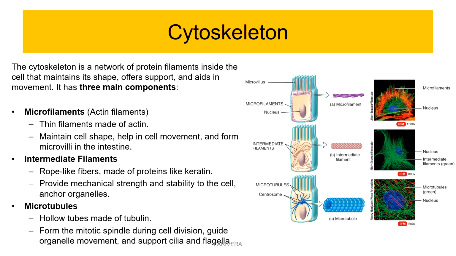There are three main components. We have the microfilaments, made primarily of actin. They help maintain shape and participate in cell movement. Second, we have the intermediate filaments. These provide mechanical strength and stability. Third, the microtubules. These help move organelles, support cilia and flagella, and form the mitotic spindle during cell division.